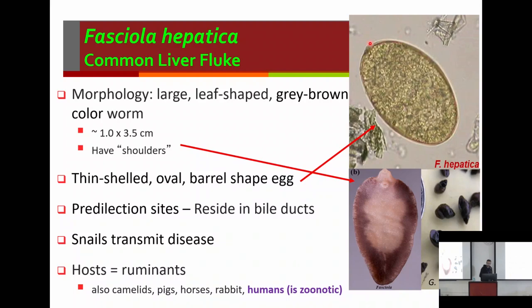The snail is responsible for the transmission of this disease, and the ruminants are the main host. We have also seen this parasite in horses, pigs, camels, and it has zoonotic importance in humans.